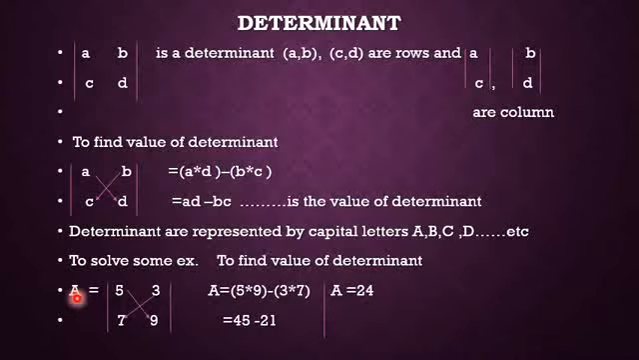Here A is the determinant. 5, 3 and 7, 9. Then we can multiply 5 into 9 minus 3 into 7. That is 5 into 9, 45 minus 3 into 7, 21. 45 minus 21, A is equal to 24. This is the value of determinant.